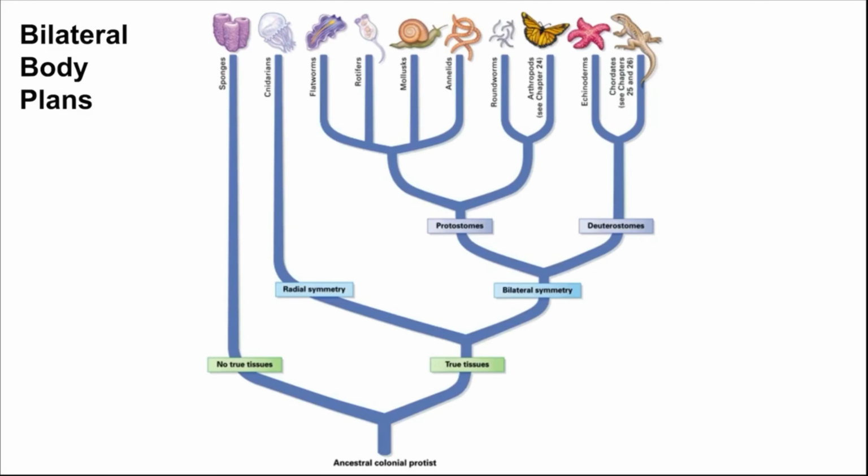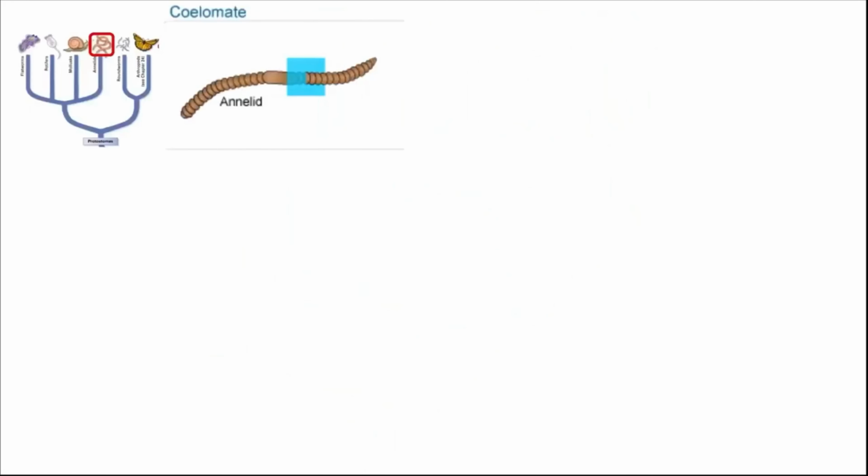Let's look at a few taxonomic groups in order to see the different kinds of body plans that bilateral organisms have. We'll look at three groups: the flatworms, the annelids, and the roundworms. Remember, all three of these groups are protostomes. Here's an annelid worm. You might be familiar with annelid worms. Those are like the earthworms you find in your garden.